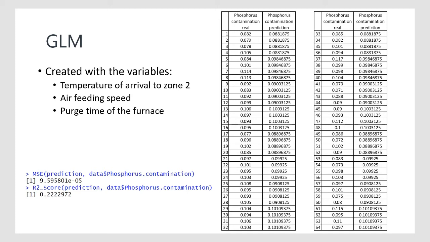We have on the left the real result, and on the right we have the prediction. And as we can see, it's quite close. And we can see in the MSE that it's very small, which is good. But in our R-square score, we have that it's not very high. It's not close to 1. But this doesn't mean that our model isn't good. It's just that it doesn't describe the whole variance of the real data.